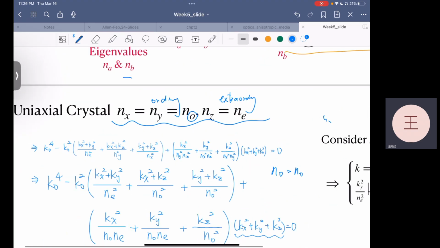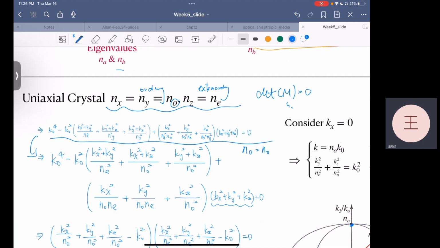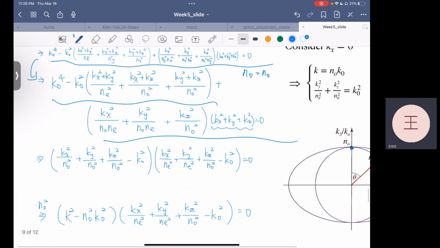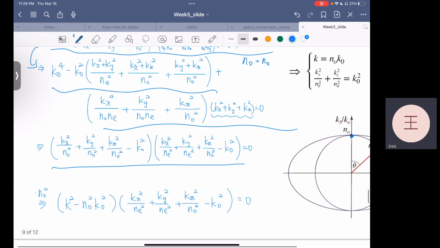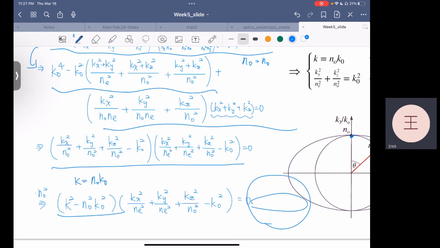And then the conclusion that we have shown before, that for us to have a non-trivial case, we have the determinant equal to 0. Thus, we have this conclusion. And then with some mathematical derivation, we will come to this conclusion. And we would magically show that this can be decomposed into 2 components. The first component shows that k equals n ordinary times k0, which means that for any propagation direction, you will always get a solution that's n ordinary times k0. That means that for any direction, it would always see the same refractive index.